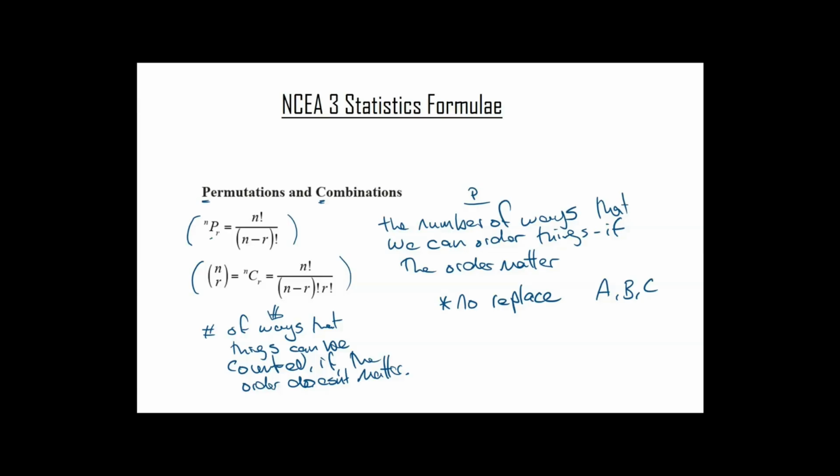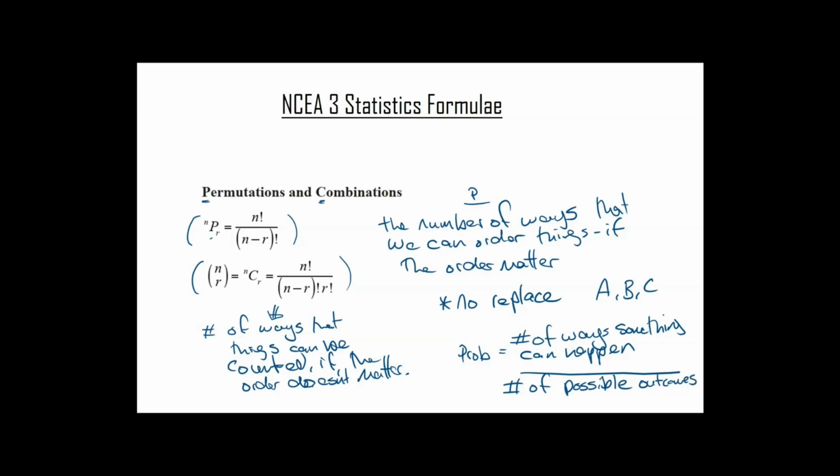So why is this important, and why is it part of probability? Remember that the probability of an event happening, if all events are equally likely, is the number of ways something can happen divided by the total number of possible outcomes. So combinations and permutations are ways that we have of working these two things out. You'll see what I mean when we come to do the examples.